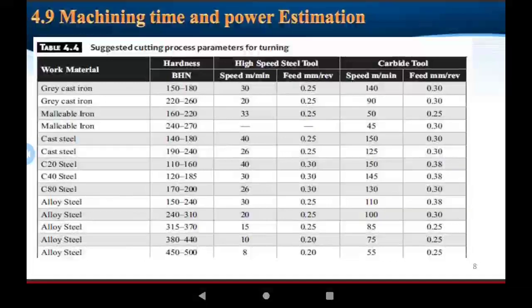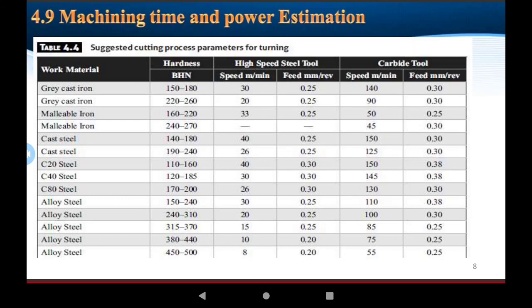Suppose that one component required for the manufacturing operation is gray cast iron. Gray cast iron for testing the job has a BHN number of 150 to 180. The operation requires high speed steel tools, and the speed of the tools is 30 meters per minute.